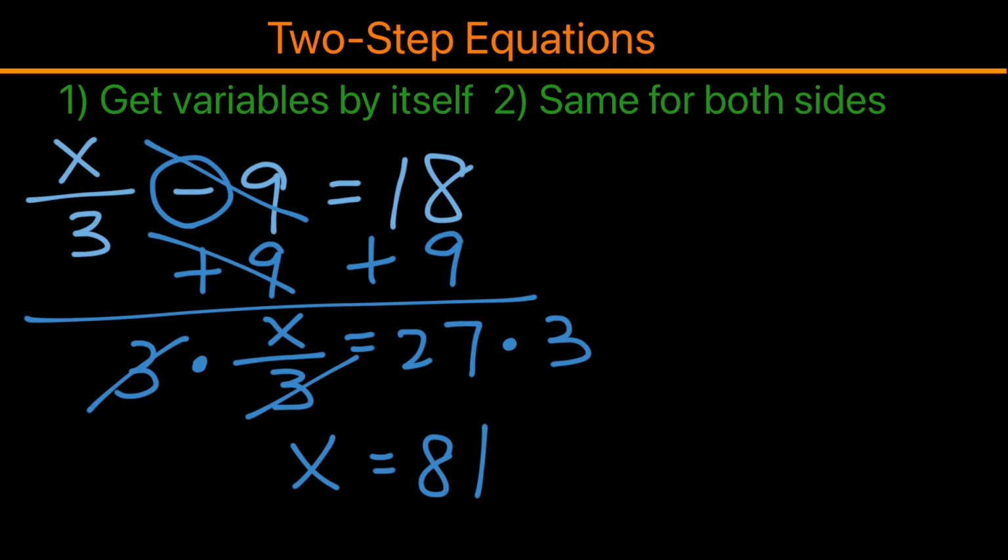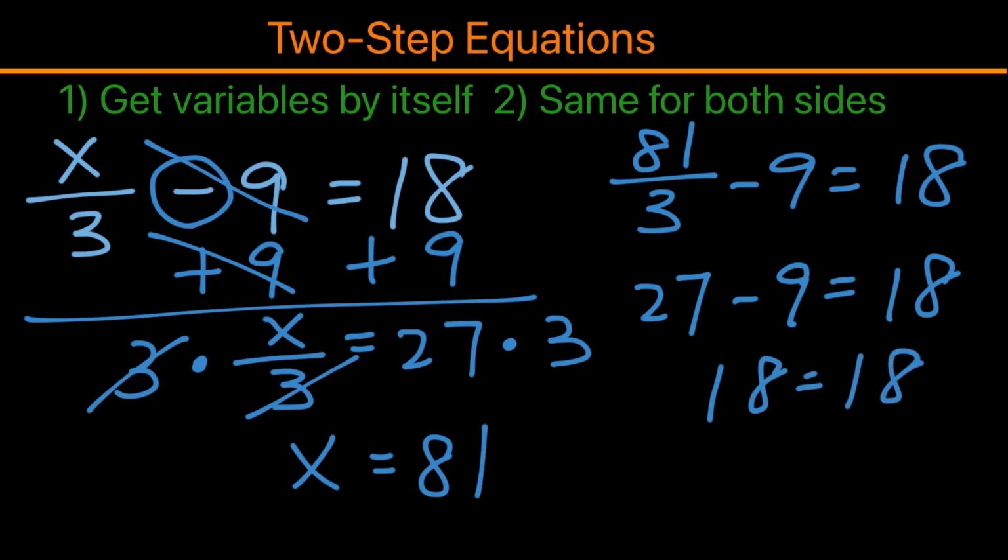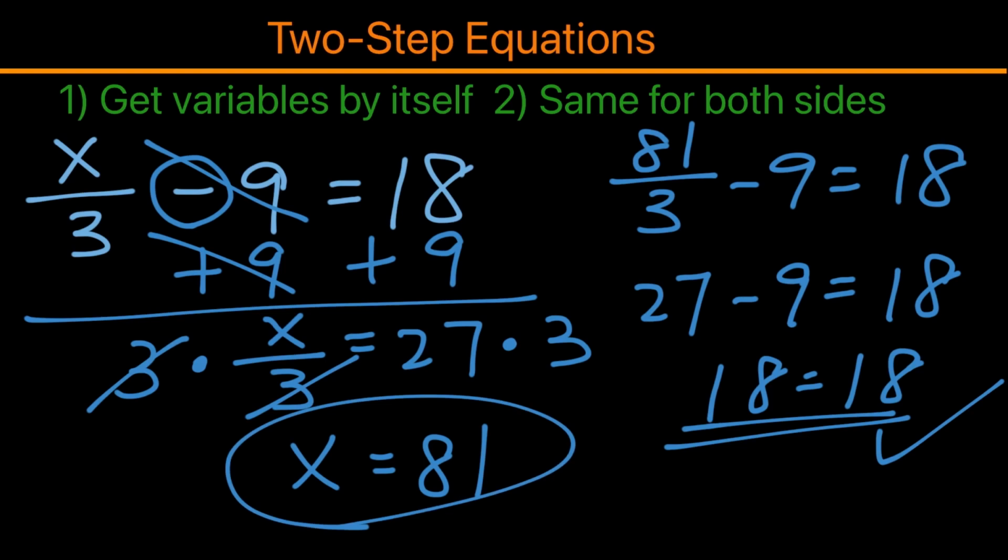Now to test if it's correct, we'll go ahead and plug in the 81 over 3 minus 9 equals 18. So 81 divided by 3 is 27. And we minus 9 equals 18. And 27 minus 9 is 18. 18 equals 18, checks out. So x = 81 is the answer.